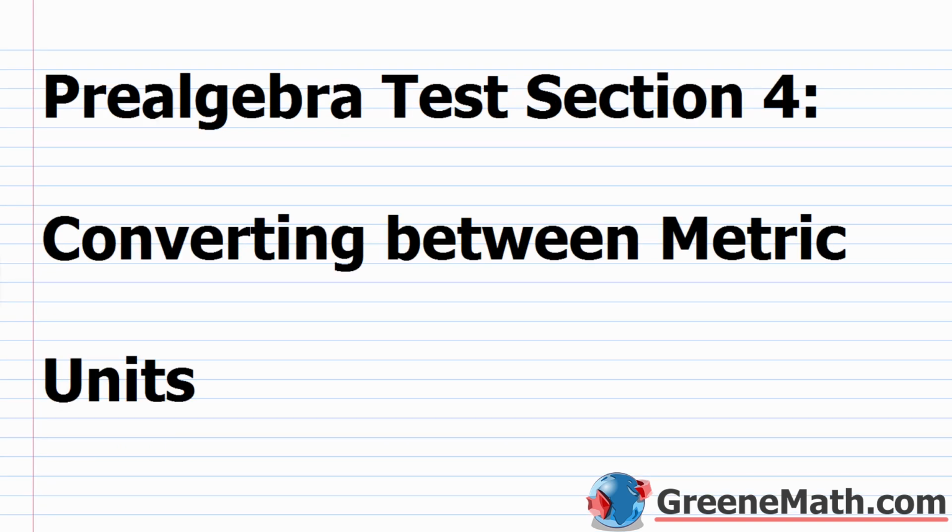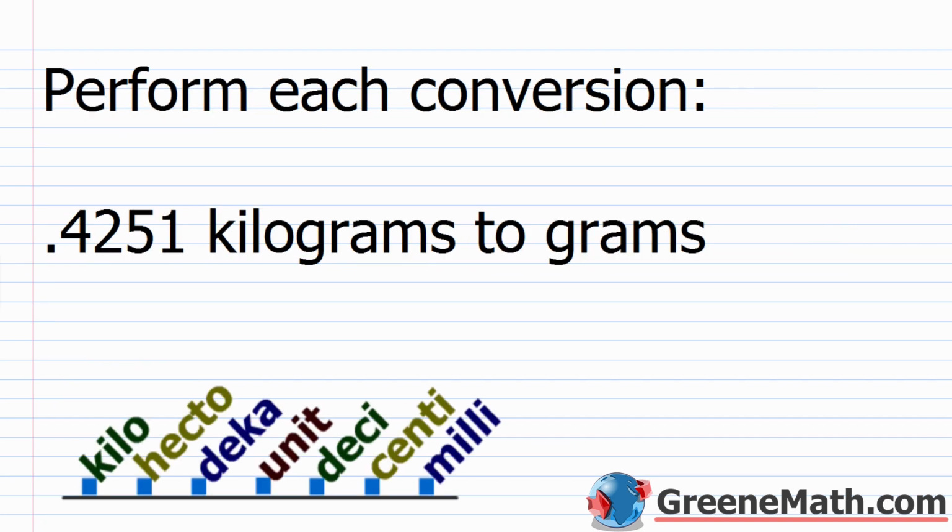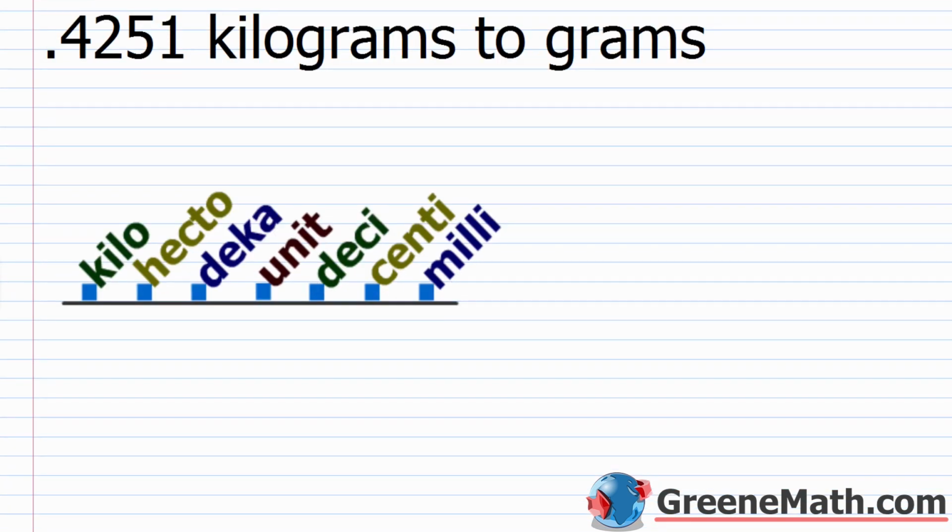Hello and welcome to Pre-Algebra Test Section 4 on converting between metric units. All right, so we want to perform each conversion. And we're going to begin with 0.4251 kilograms to grams.